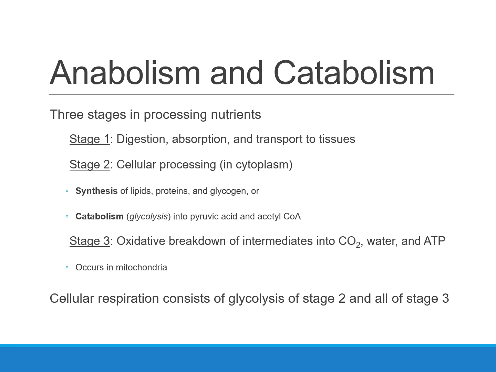There are 3 stages in processing our nutrients. Stage 1 is digestion, absorption, and transport to the tissues. That's what we were looking at in the last chapter. Stage 2 is the cellular processing, which happens in the cytoplasm. This is the synthesis of lipids, proteins, and glycogen, or the catabolism called glycolysis of the glucose molecule into pyruvic acid and acetyl CoA. Then stage 3 is the oxidative breakdown of the intermediates into carbon dioxide, water, and ATP, and this is what occurs in the mitochondria. Cellular respiration consists of glycolysis of stage 2 and all of stage 3.